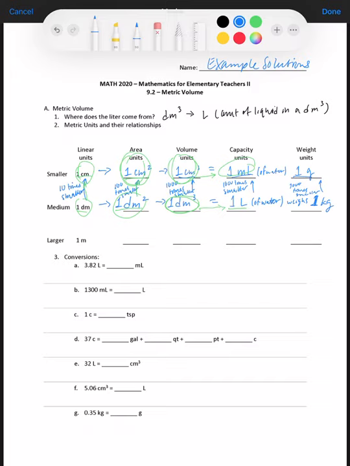Now we're going to go the other way. In the medium unit we had 1 decimeter. Let's see what's 10 times bigger than 1 decimeter, and we get our meter. That's for length. So area is 1 meter squared, and volume is going to be 1 meter cubed. Now we had said before that 1 meter cubed is actually quite a large amount. Well, if 1 meter squared is 100 times larger than 1 decimeter squared, we're going to label that.